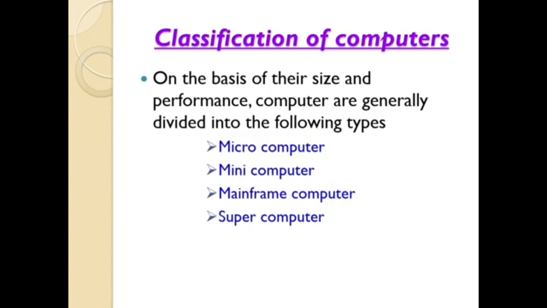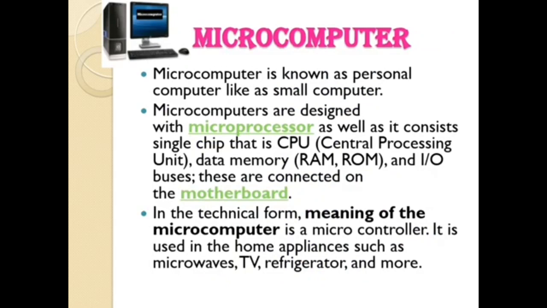The first one is microcomputer, mini computer, mainframe computer and supercomputer. So there are 4 types of computer on the basis of size and performance. Okay, what are they? Microcomputer, mini computer, mainframe computer and supercomputer. First we see the microcomputer. Microcomputer is known as personal computer, like a small computer. We say PC.